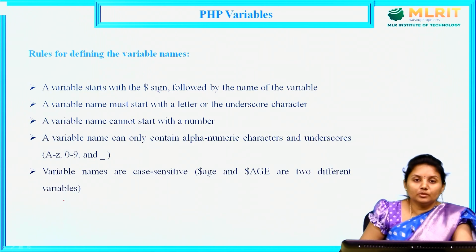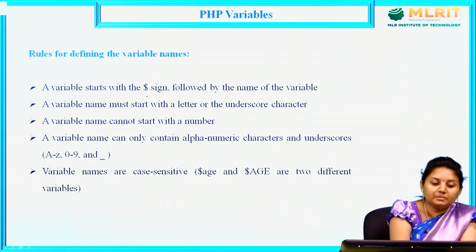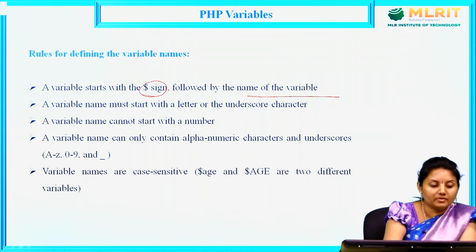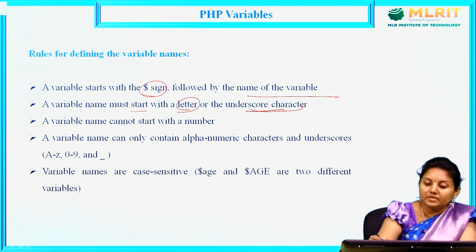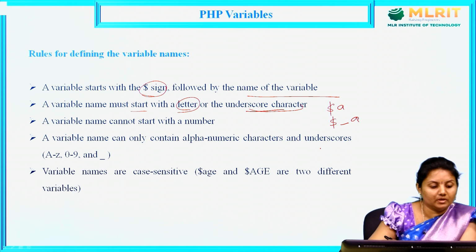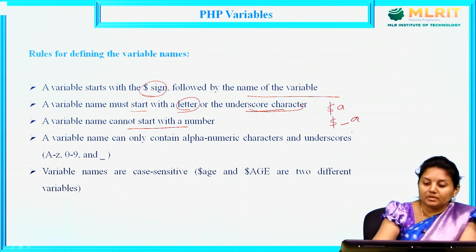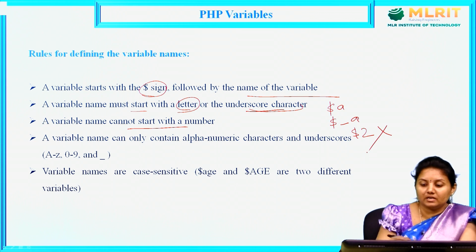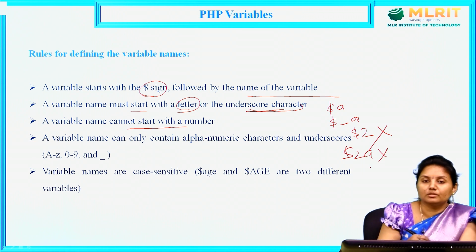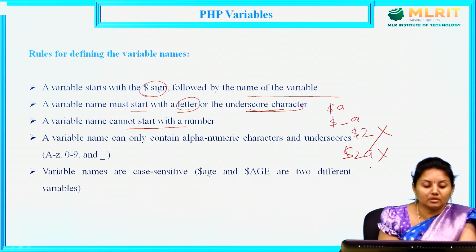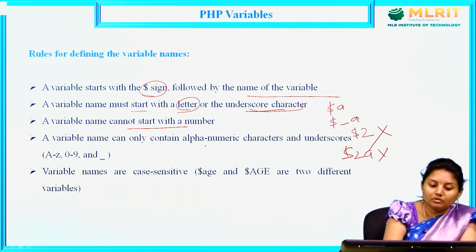So, what are the rules for defining variables? A variable starts with a $ sign followed by the name of the variable. A variable name must start with a letter or underscore character. That means you can give $A and $_A also can be given. A variable name cannot start with a number. If you give $2, no, it is not a variable. Or $2A, this is also not fine because it starts with a number. That cannot be done. A variable name can only contain alphanumeric characters and underscores.